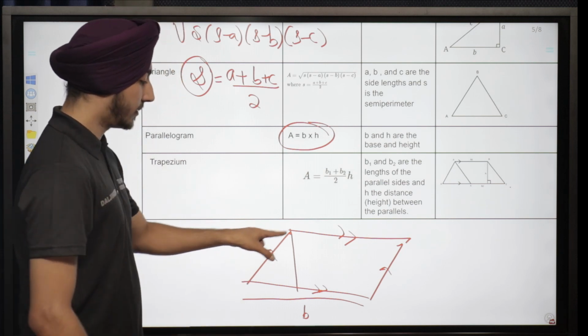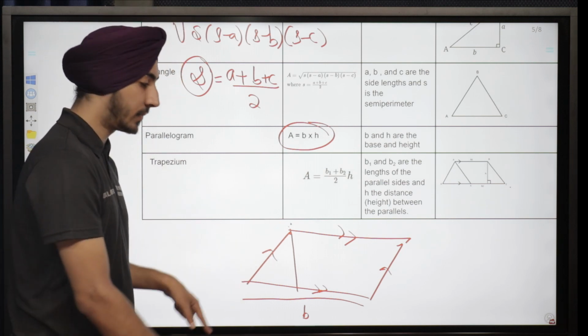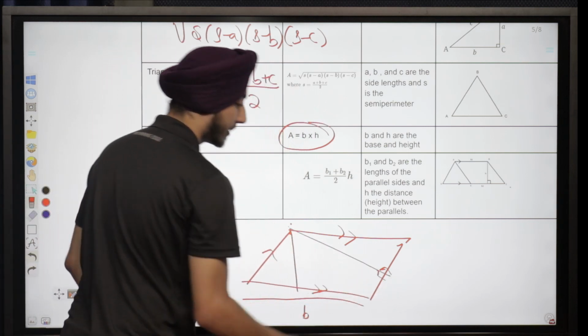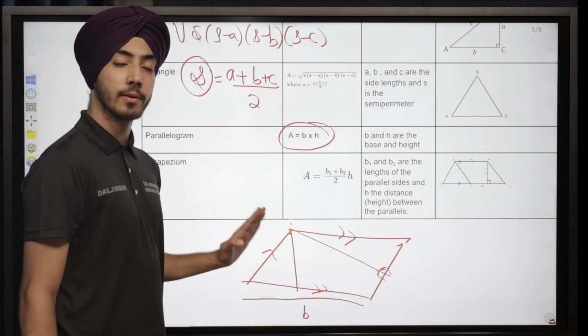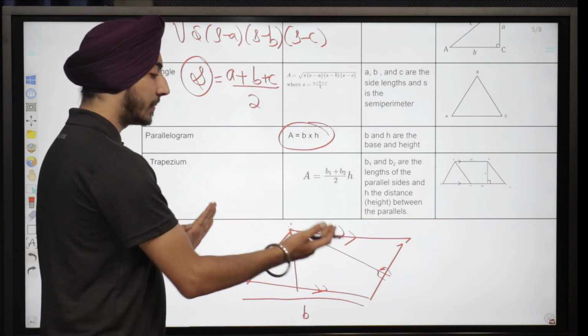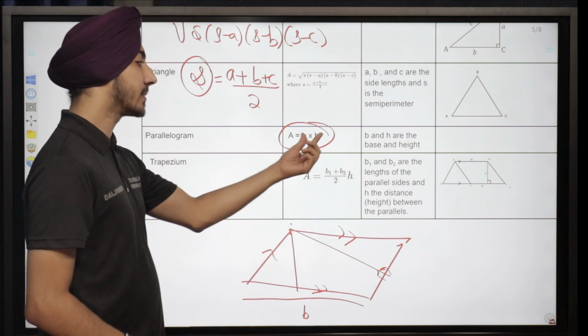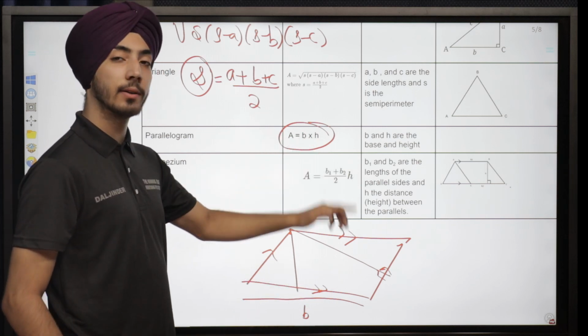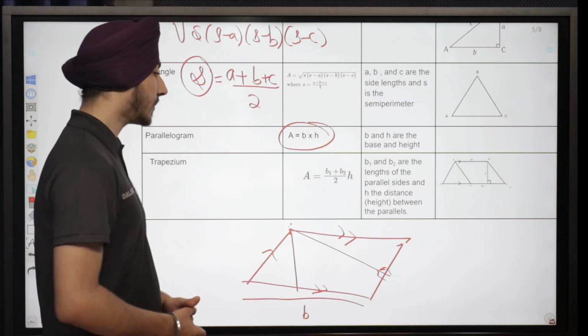If you want to consider this side as the base, then you will have to find the distance between these two parallel sides. Always, whichever parallel side you consider the base, the distance between those same parallel sides is its height. Okay? So base into height will give you the area of the parallelogram.